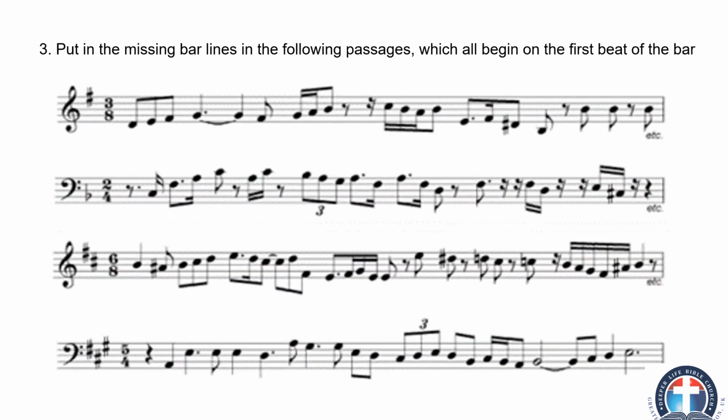And final question, put in the missing bar lines in the following passages which all begin on the first beat of the bar. This is slightly tougher than the first two, and if you wanted to hold off until your lessons on bar lines, that would be ideal, because that way you would understand better where the bar lines should be. So understanding time signature and bar lines go hand in hand. You can hold off on this exercise if you want to visit the lesson on bar lines first, and then you'll be able to answer this question better.